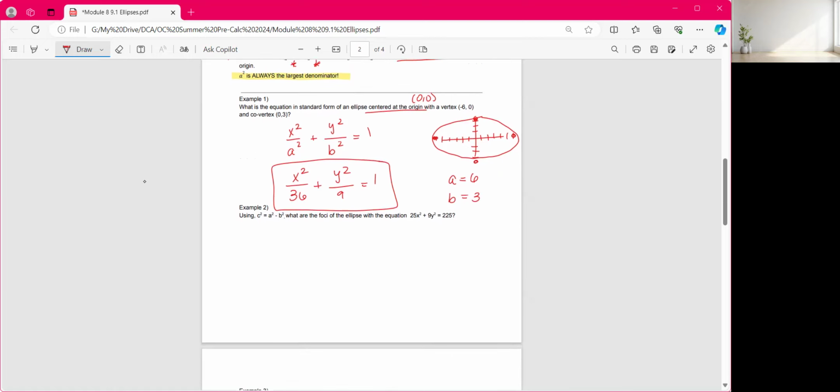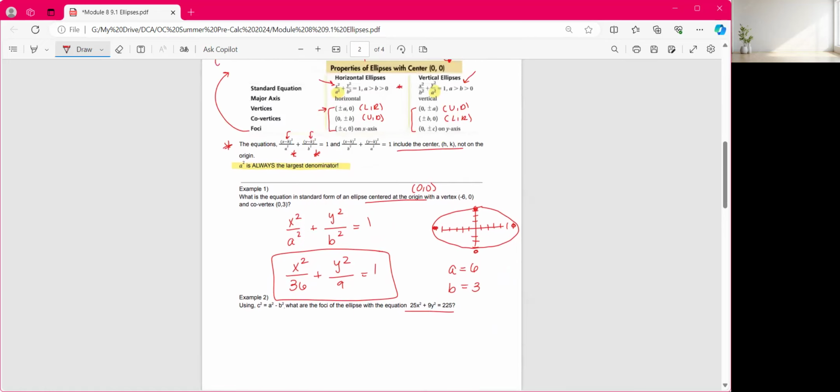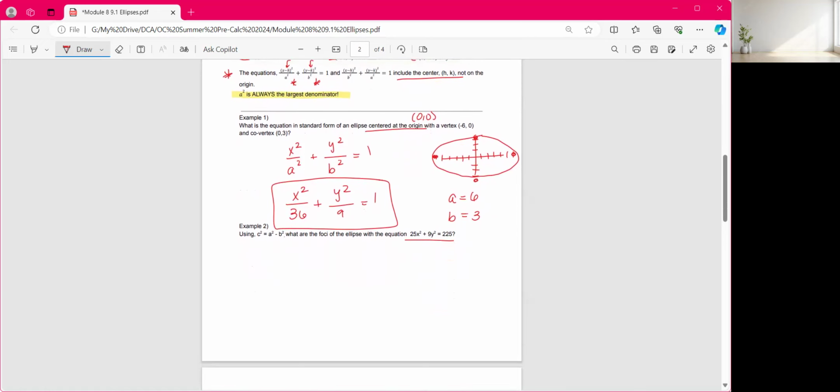And that is going to be the equation of our ellipse using the vertex that they gave us and the covertex. In example 2, it says using c squared equals a squared minus b squared, which is how we find the foci, what are the foci of the ellipse with this equation? So notice in our equations, it has to be set equal to 1. So that's going to be my very first step: rewrite this equation but have it set equal to 1. And how we're going to set it equal to 1 is we're going to divide both sides by this 225, because I know 225 divided by 225 is going to give me 1.